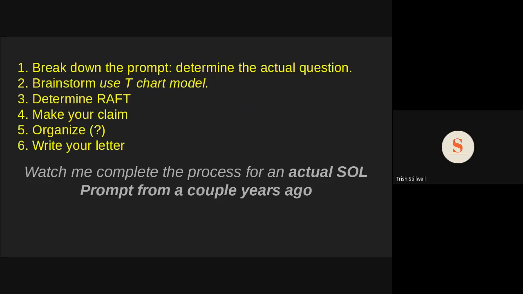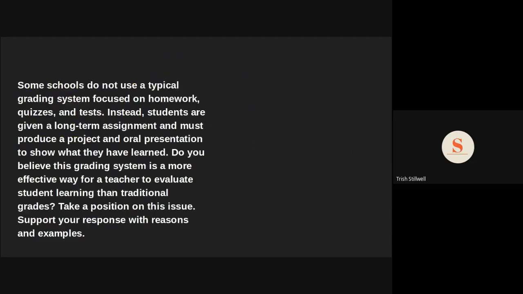The next thing you're going to do is brainstorm using a T-chart. The T-chart model, you might have seen it a couple years ago, maybe last year in class. And then that skill I just introduced to y'all, the RAFT, we're going to determine our RAFT. We're going to make our claim. I might have to remind some of us how to do that, but that's all right. Organize if you want to, and then we are going to write a letter. Why a letter? Because your voice means something and we've got to send it out. Here we go. Here's our prompt. This is the practice. You're just watching me.